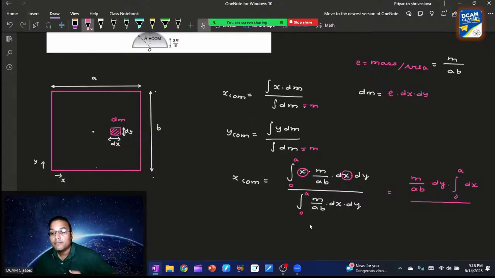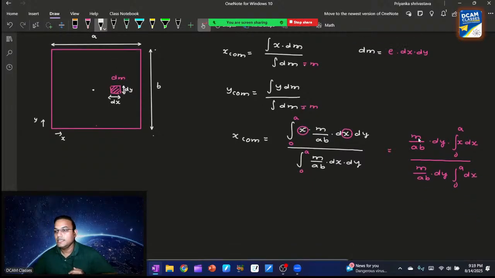Sir, what happened to the x? X is changing, so we are taking it inside the integration. Y is not changing, so that's why we have taken it outside. X dx, no sir, inside the integration. Sorry, I missed it. Okay, now it's okay. Yes. Similarly in the denominator x is changing from 0 to a, so dy is a constant, it will come outside. So 0 to a dx.